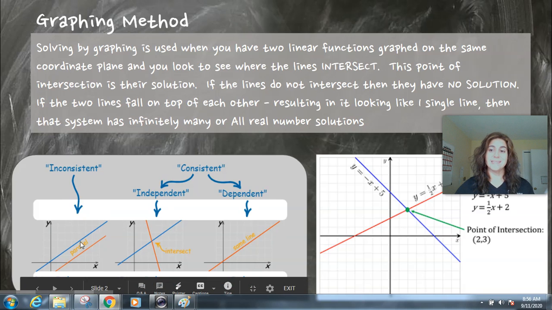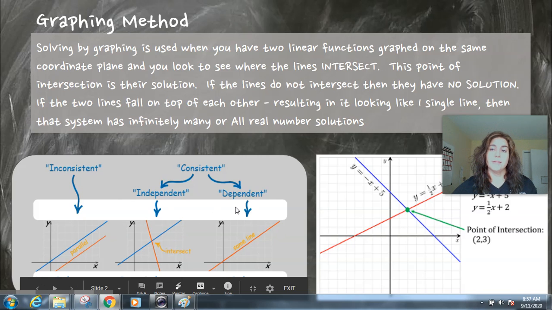It's called an inconsistent graph or an inconsistent system. There's no values there. It is inconsistent. There is no way one's going to be the other or cross the other, I should say. So those are parallel lines. Those are no solutions.